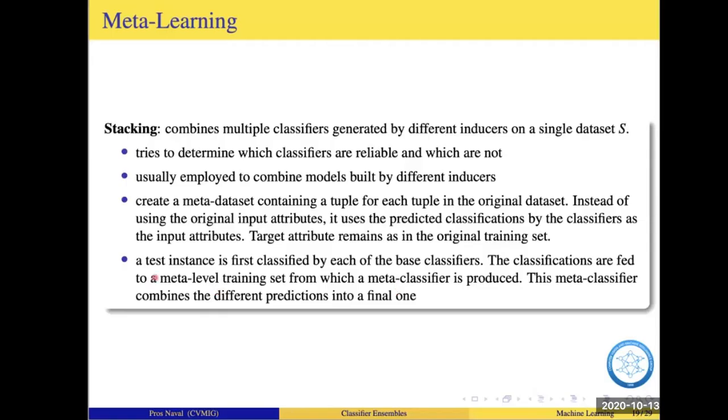And then finally, a test instance is first classified by each of the different base classifiers. And the classifications are fed to a meta-level training set from which a meta-classifier is produced. Now, this meta-classifier combines the different predictions into a final one.